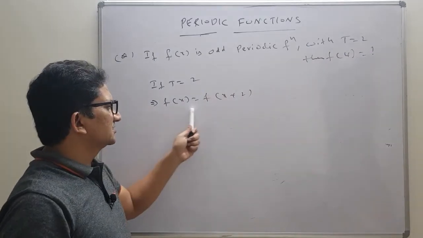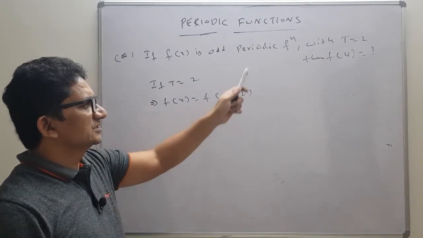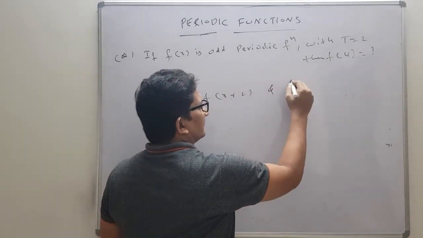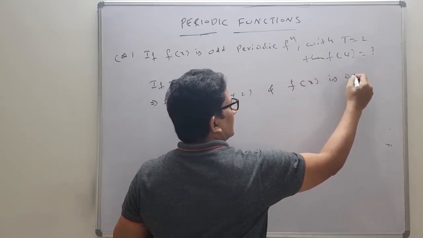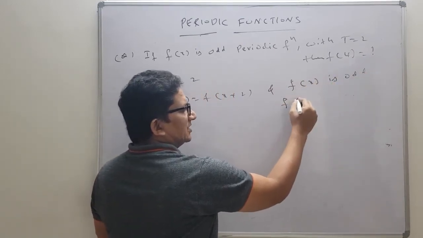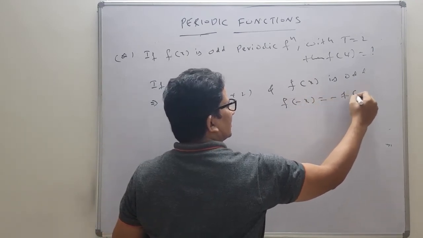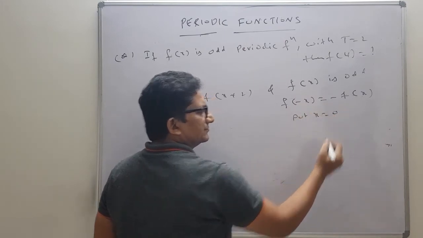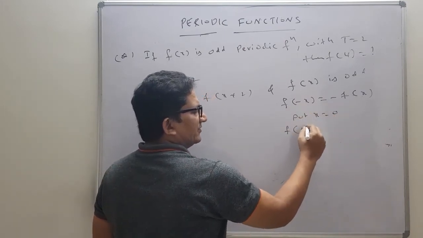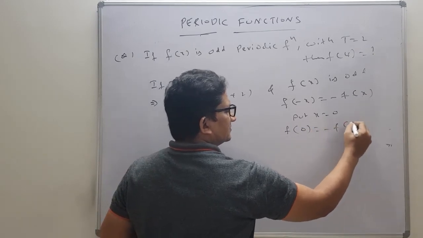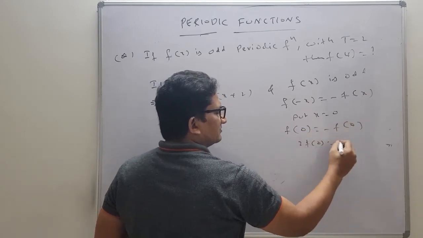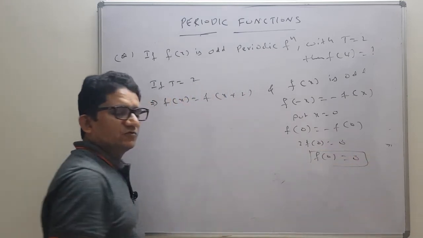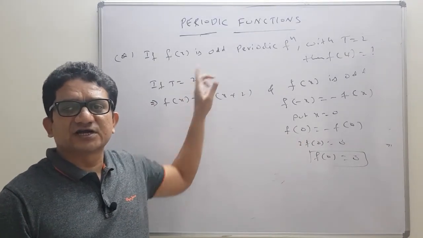See, f(x) = f(x+2) and nothing else was given. Straight away they are asking the value of f(4). And one more hint they gave: f(x) is odd. We know that a function is said to be odd if f(-x) = -f(x). In this, put x = 0. You will get f(-0), which is f(0), the same. So we get 2 times f(0) = 0, and the f(0) value we got here. So why can't we use f(0) to get f(4)?